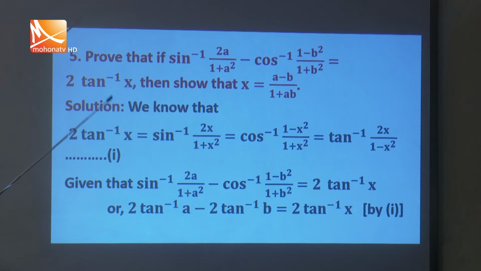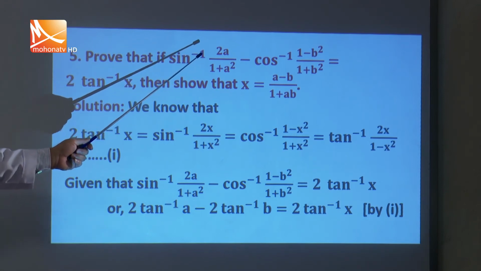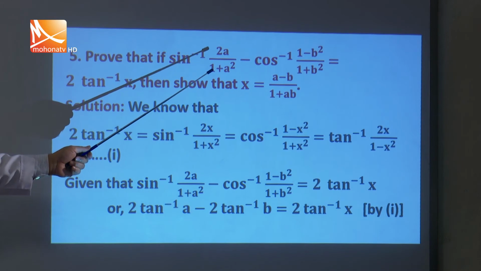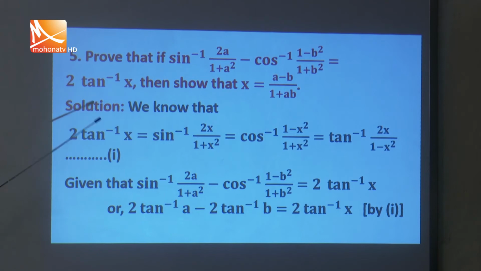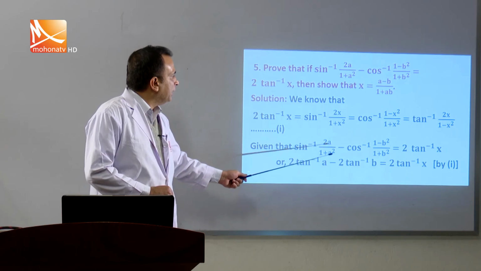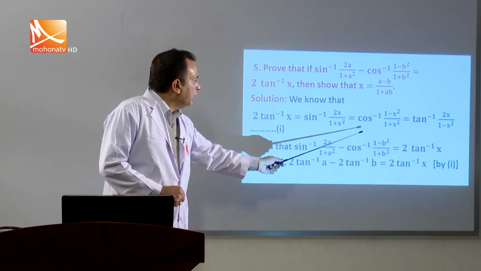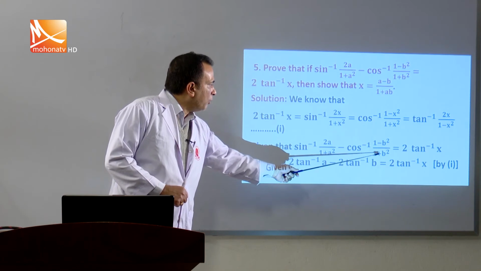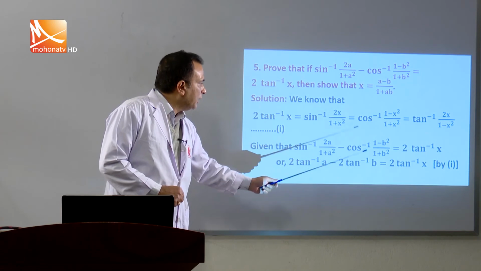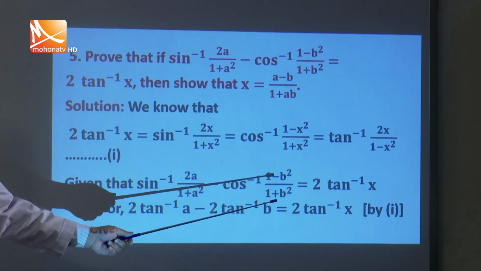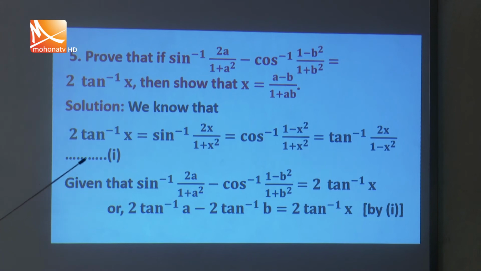Given that sin inverse 2a by 1 plus a square minus cos inverse 1 minus b square by 1 plus b square equals 2 tan inverse x. If we apply the relation 1, sin inverse 2a by 1 plus a square will be 2 tan inverse a. Okay. Similarly, if we apply relation 1 to cos inverse 1 minus b square by 1 plus b square, we can rewrite this as minus 2 tan inverse b equals 2 tan inverse x. I mean the right hand side will remain the same.